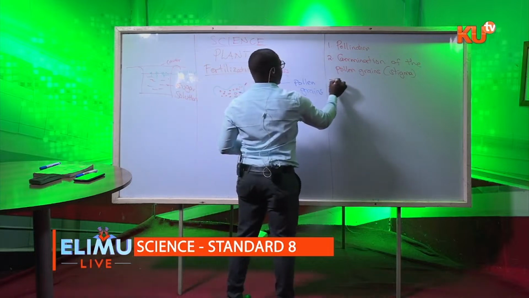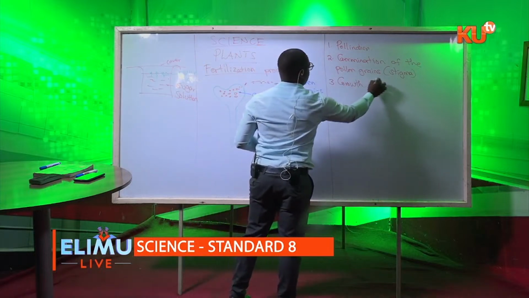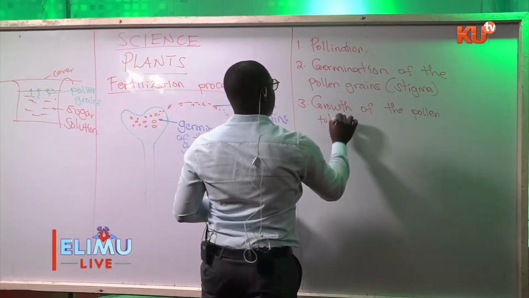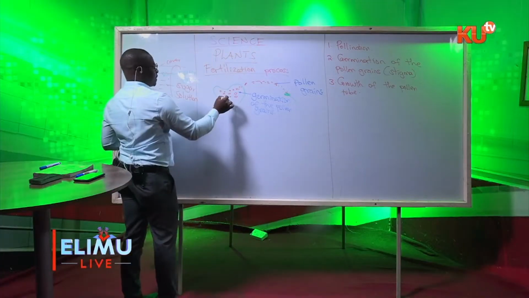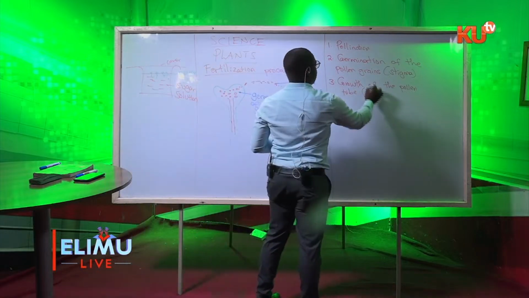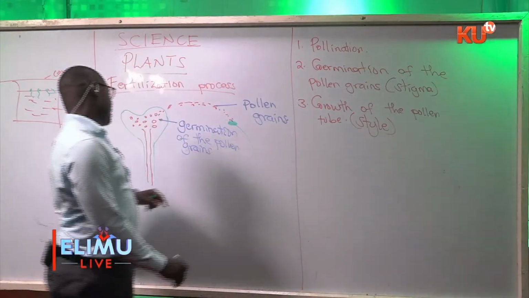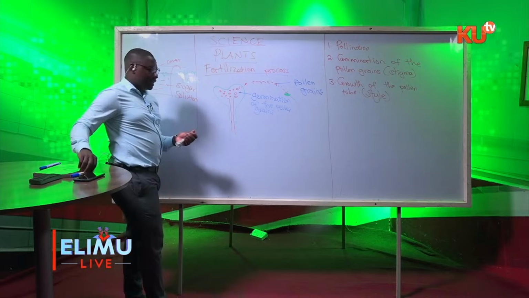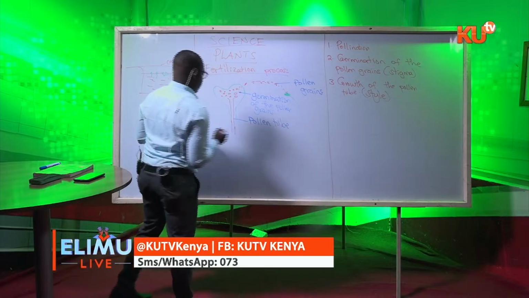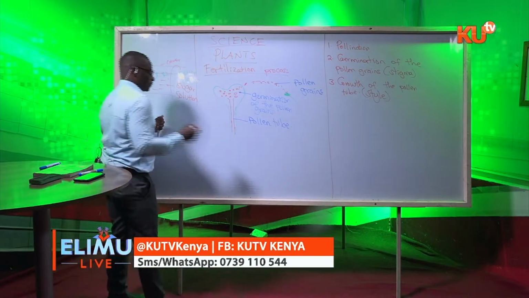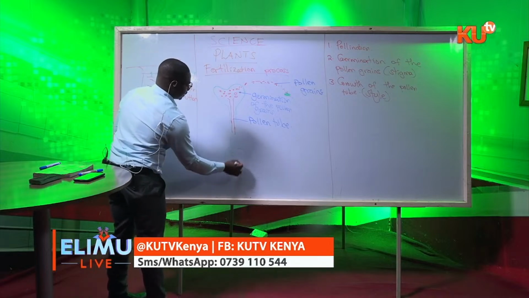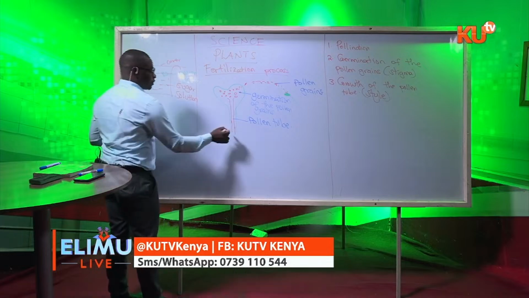Step number 3 is growth of the pollen tube. Once the pollen grains have germinated, there will be a tube that will grow. The pollen tube grows in the style. Germination takes place in the stigma. So this one we will refer to as the pollen tube. The pollen tube will grow downwards. Down here, we have the ovary and the ovules. So the pollen tube will grow and grow and grow.